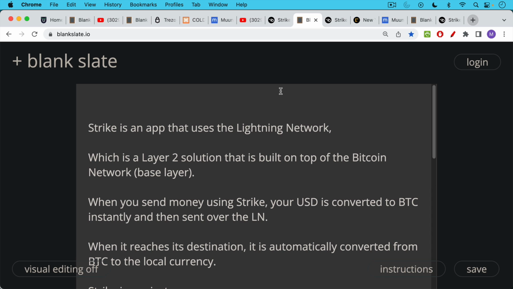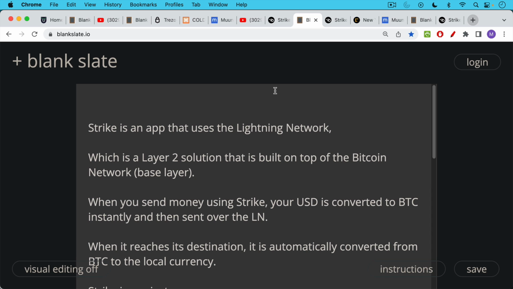So the Strike app, it's an app that uses the Lightning Network. The Lightning Network itself is a layer 2 solution that's built on top of the Bitcoin network, which is the base layer. And the Lightning Network uses the same token as the Bitcoin network. It uses BTC. It doesn't use some other scammy token.